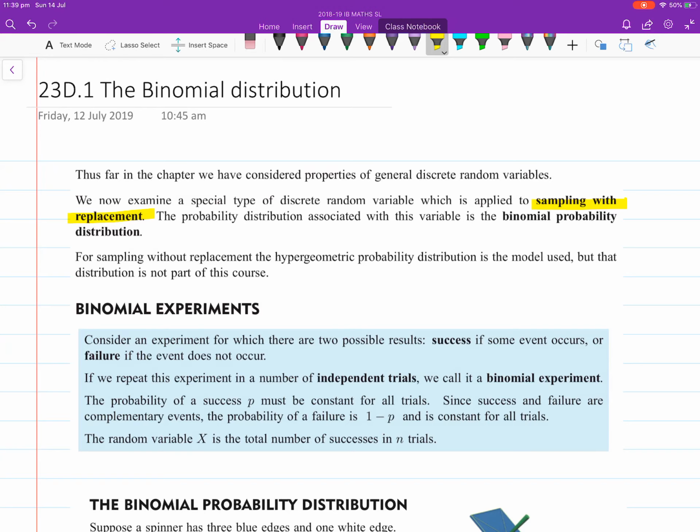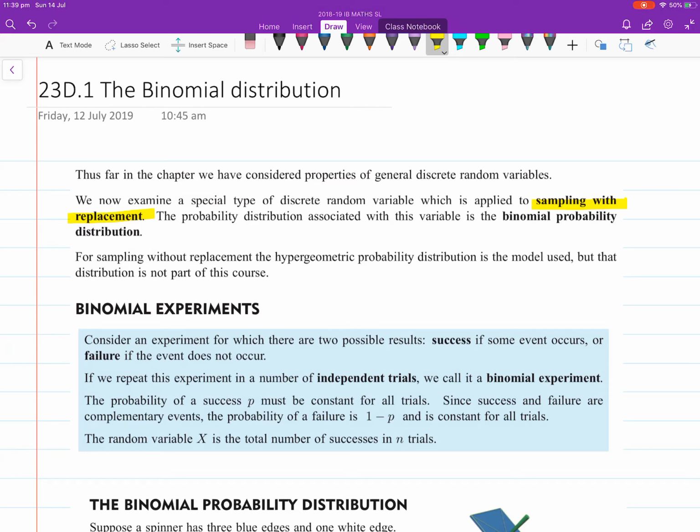So that means, let's say you pull a marble out of a bag or a number out of a hat or something, it gets placed back inside. So the probability actually doesn't change. It goes back to what it was originally. So binomial probability, binomial distribution, only works for sampling with replacement, okay?